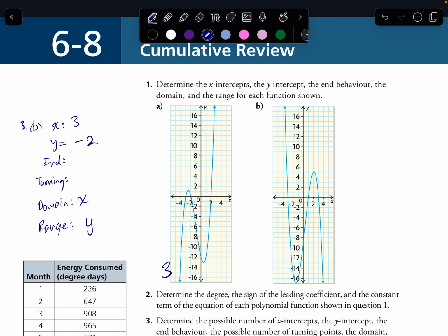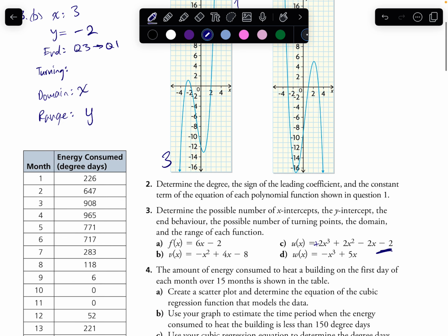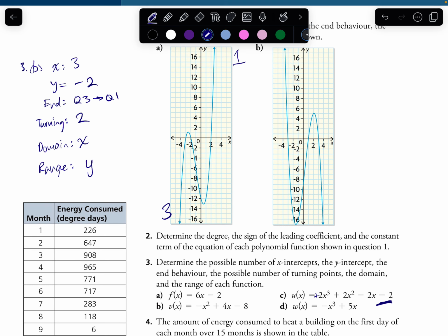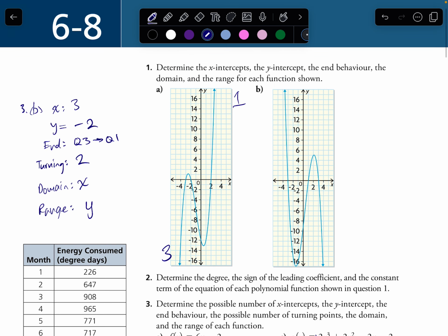So it goes from 3 up to 1, so Q3 to Q1, and then turning points, the possible number of turning points is degree minus 1, 3 minus 1 is 2. And domain, same as this one, it's the same shape. It's going to go all the way sideways, and range, it's going to go all the way up and down. So domain and range are both going to be all real.